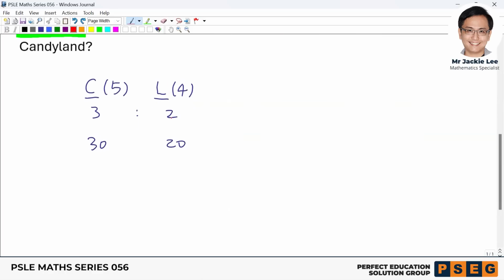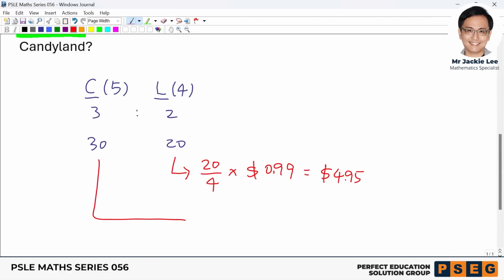So let's calculate one by one. For this one, we should have 20, because each time we buy 4 sticks. Then this will be times 0.99, which gives us $4.95. Meanwhile for this, it is 30 divided by 5, then times 1.99, right? And this one will give us 11.94.